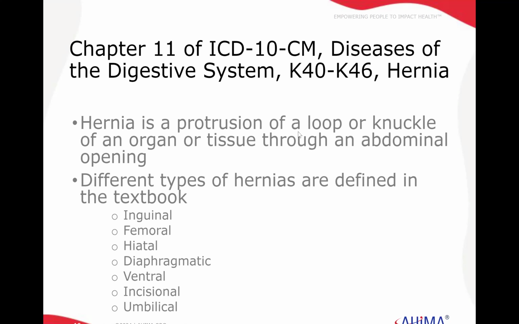A hernia is a protrusion of a loop or a knuckle that goes through an abdominal wall, and these can be several types. So we have to keep reading when we see the main term hernia. This includes such things as an inguinal hernia, femoral hernia, hiatal hernia, and so on.